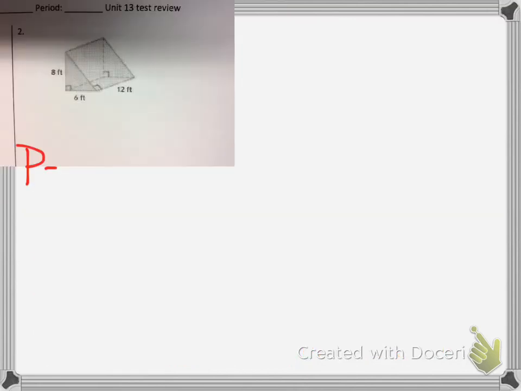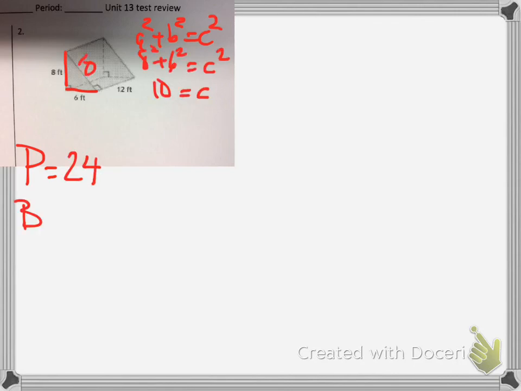Number 2 is a triangular prism. Now I need to get the perimeter, so that means I need all 3 sides of the triangle. To get that first side, I recognize that that's a right triangle, so I could do a squared plus b squared equals c squared. And make sure, again, you take the square root there. And when you do that, you would get that c is equal to 10. So I could say 8 plus 6 plus 10 to get 24.